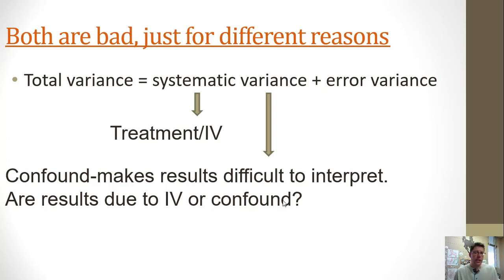Now, once again, if you run an experiment and you use random assignment and control other extraneous variables, you've eliminated the confounds. You got rid of all this. And therefore, systematic variance is just due to treatment or the independent variable. And that's what we want. So we're trying to rule out confounds with the design of our study.